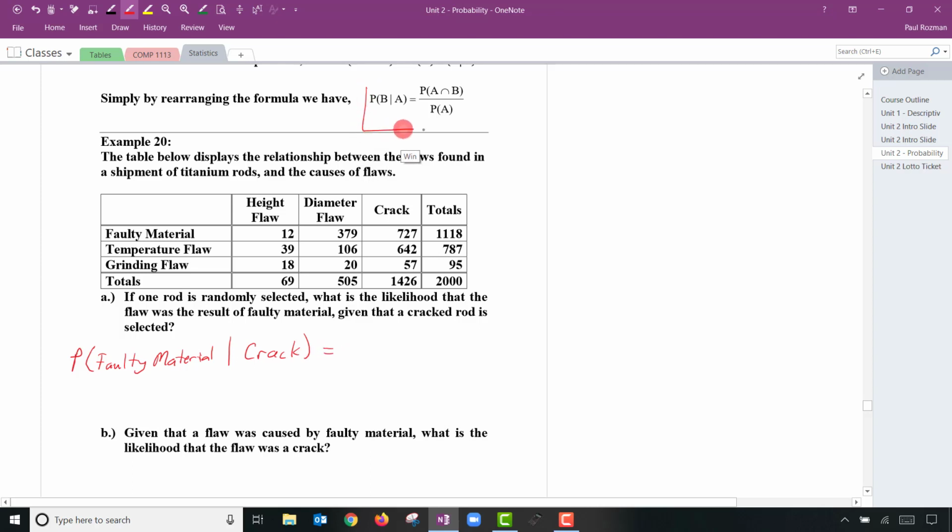Basically, we're applying the formula that's up above. So our A is a crack and our B is faulty material. So substituting these values into our formula, it's the probability of being cracked and faulty material divided by the probability of getting one that has a crack.